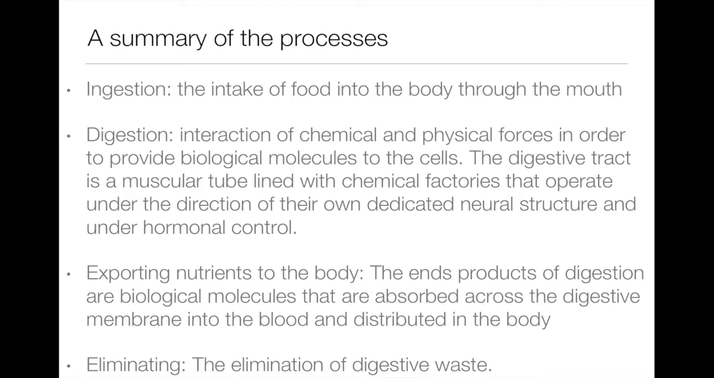Okay, and then we've got exporting nutrients to the body. The end products of digestion are biological molecules, such as glucose, that are absorbed across the digestive membrane and into the blood, and then distributed in the body. And last, the elimination of digestive waste is part of the digestion. Other organ systems have evolved to make use of the digestive system structure to eliminate metabolic waste of other kinds.